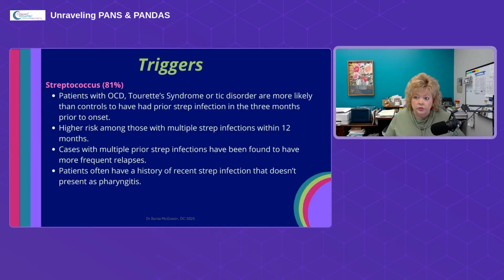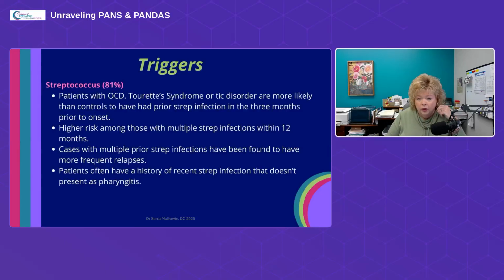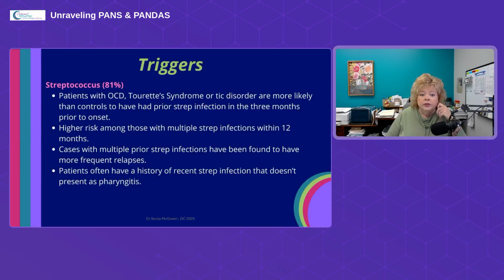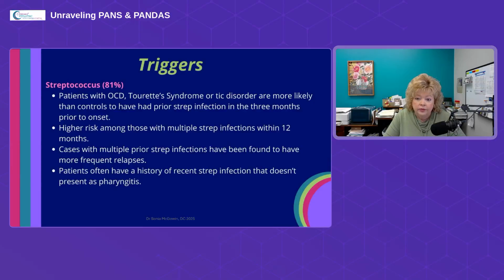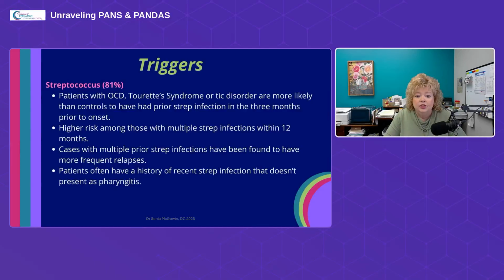So let's talk about triggers. There are many, many potential triggers. By far, the most common one, about 81%, according to the literature, is triggered by strep. So what we see is that patients who have an OCD or a tic disorder diagnosis are more likely than controls to have had a prior strep infection in the prior 3 months. There's a higher risk among those who have had multiple strep infections over the last year. And the more strep infections a child has had, generally what we see are more frequent relapses.